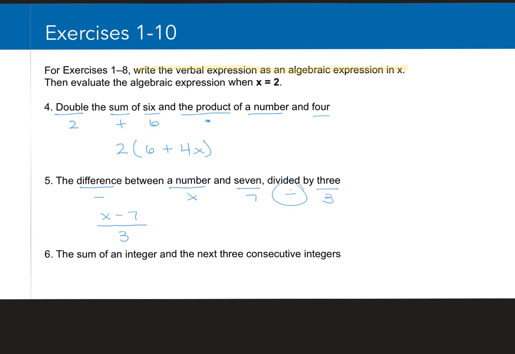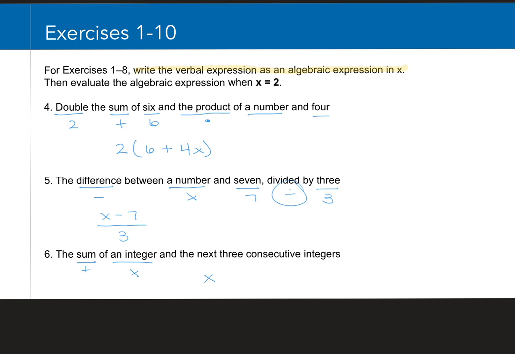All right? So for number 6, it says the sum of an integer and the next 3 consecutive integers. All right? So we know we're going to have addition. This one is a little bit tricky, and it's okay. Of an integer and the next 3 consecutive integers. So if we pick an integer, we don't know what the integer is, but we're going to select x as our unknown. So we have that x, all right?